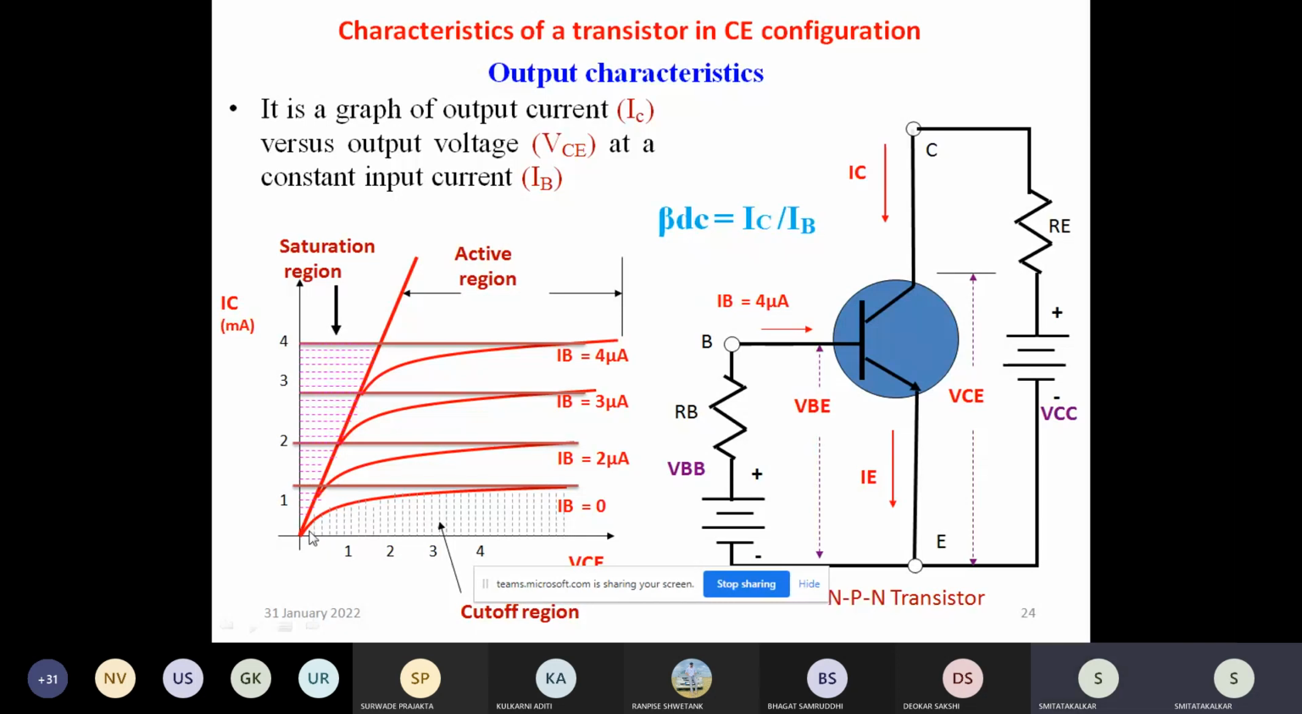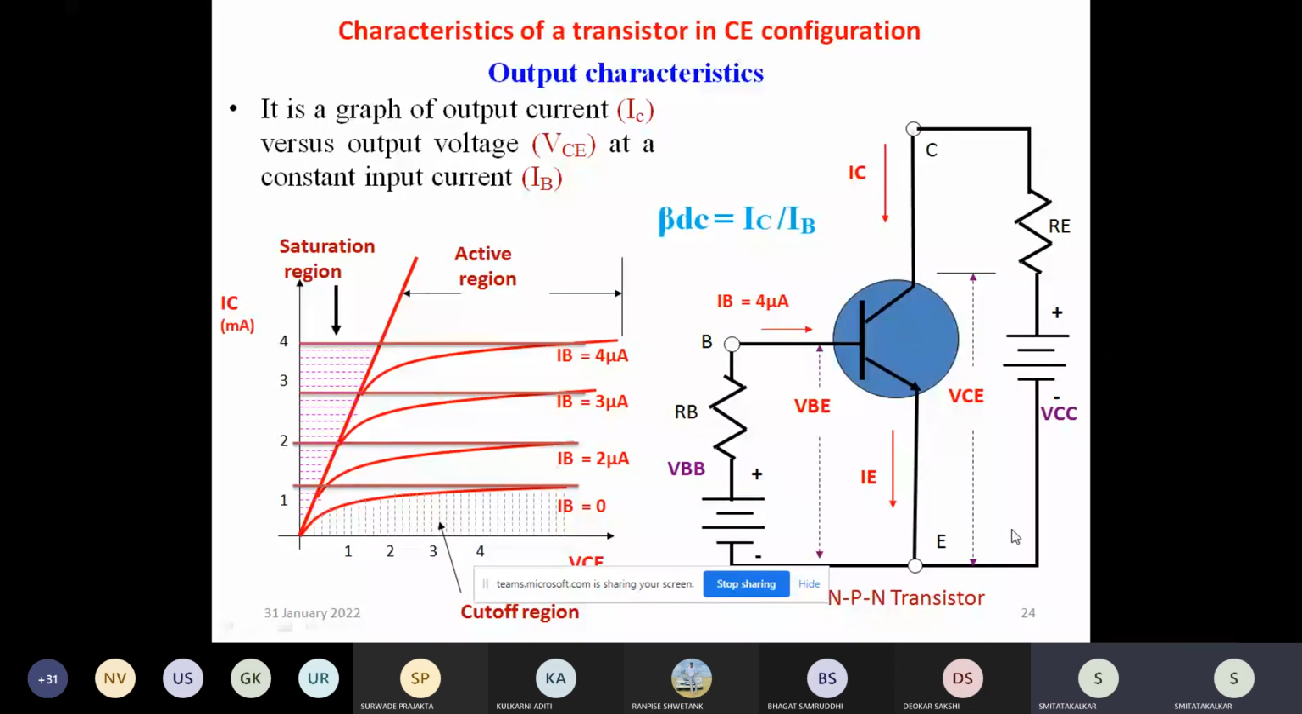Here the input side, input IB, and here you can see the output side VCE. The collector emitter voltage is connected through the output side.